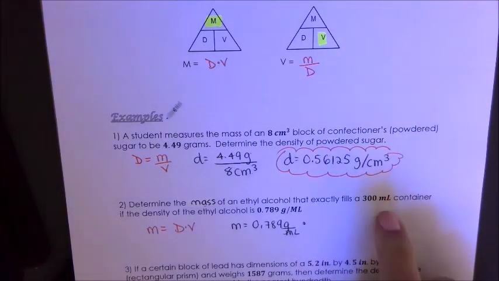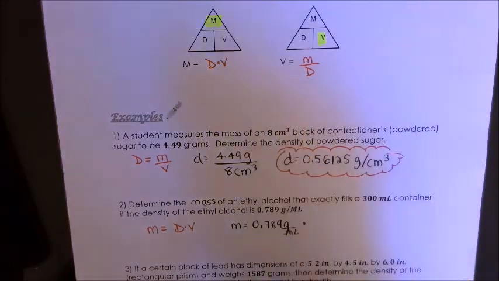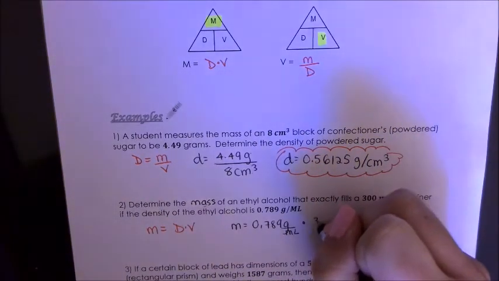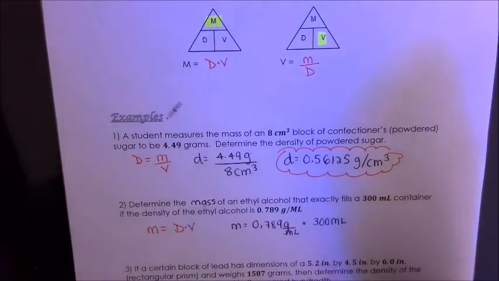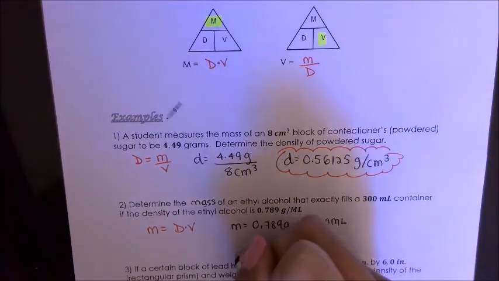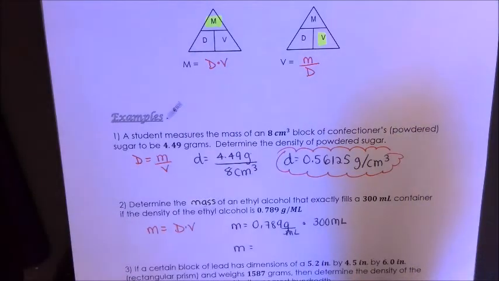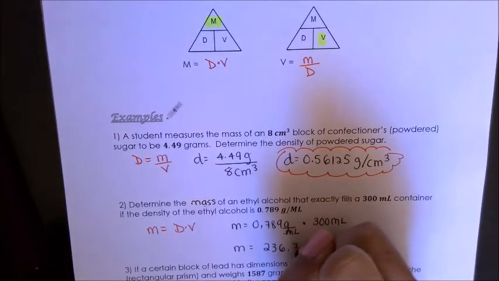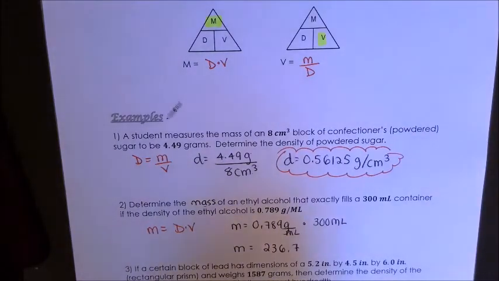Like I said before, volume, besides seeing it in cubed units, you might see it in liters, liquids. So that would be 300 milliliters. So you go ahead and multiply your numbers. So the mass here will be 236.7.